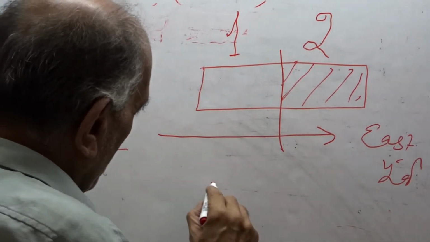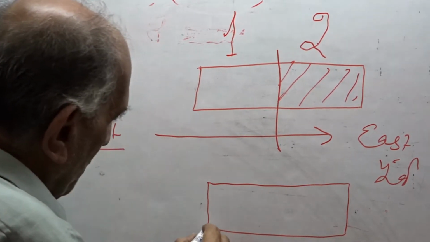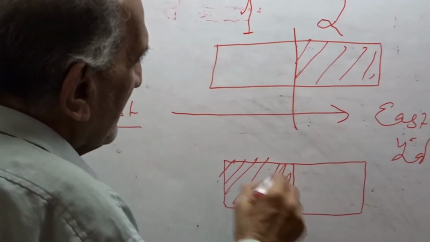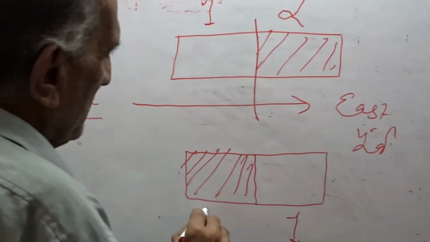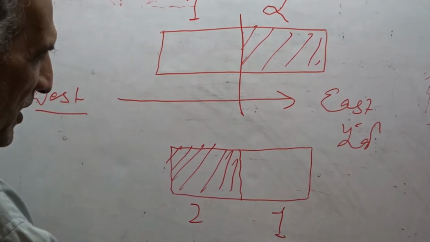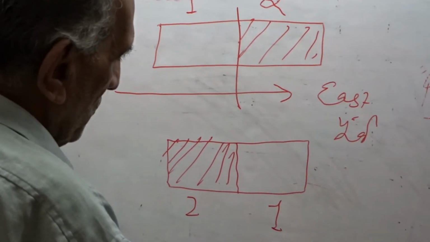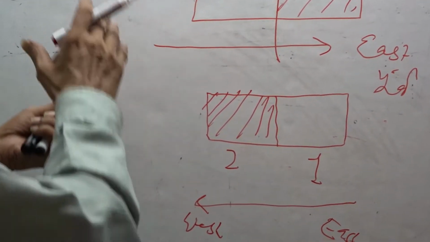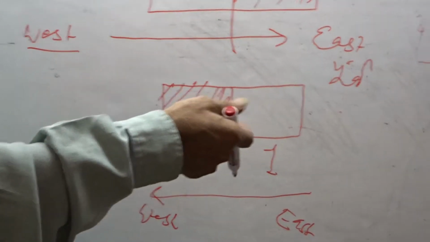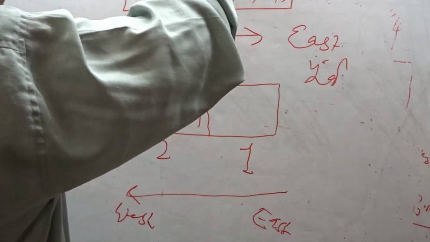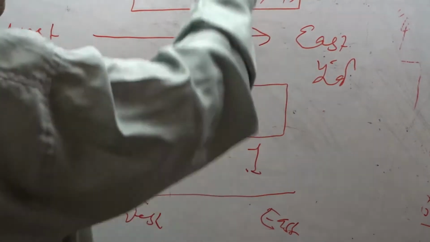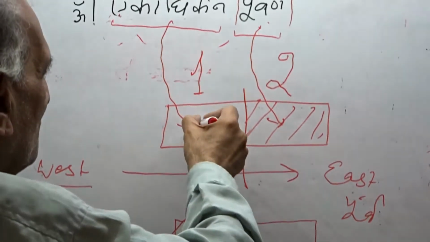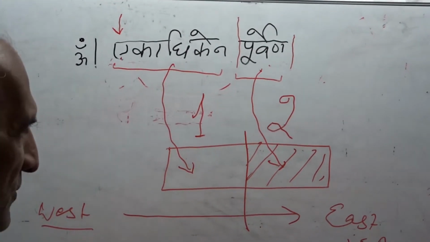But simultaneously we can see that we can approach this like this. It is the first part and it is the second part. It becomes the second orientation. We are coming from east to west. Therefore, ekadhiken purve. Now, if it is the subsequent part, and if it is the first part, then how will it look?